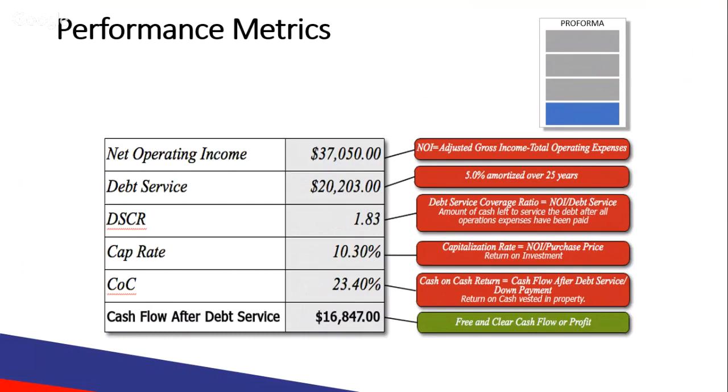If it's a 1.25, for every dollar that comes in, I'm servicing my debt, but I have 25% more, which is actually my profit margin. In this case, in the 1.83, for every dollar that comes in, I've got 83% more money left over, even after servicing the debt. So I'm in a pretty healthy position here.